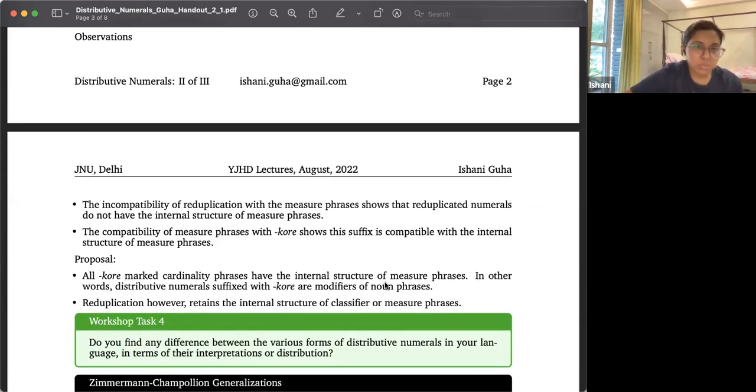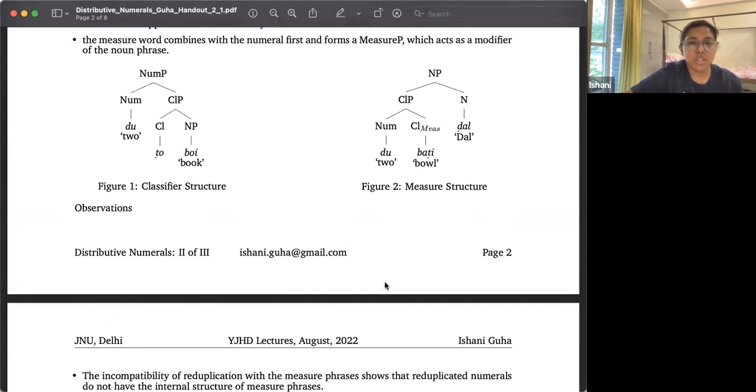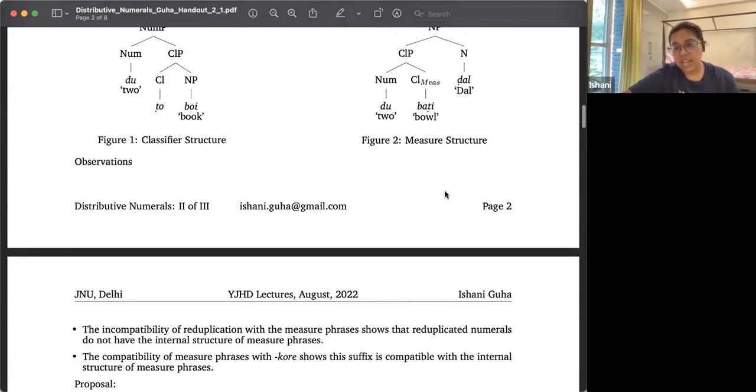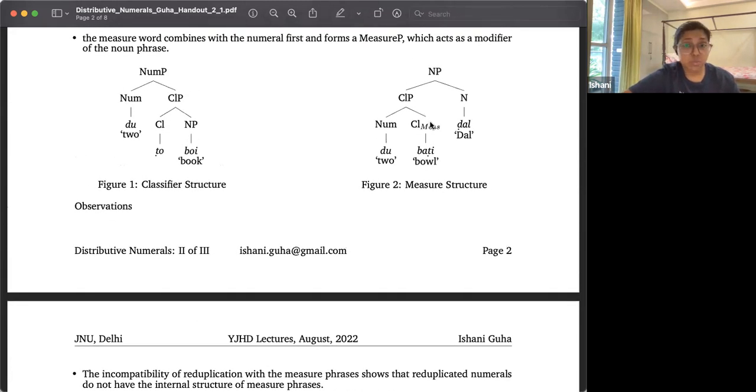So my proposal is that all core-marked numerals have the internal structure of figure 2, irrespective of whether they have a classifier like "ta", or a measure word like bowl or bottle or box. Irrespective of that, they have the internal structure of 2. That is what I propose.